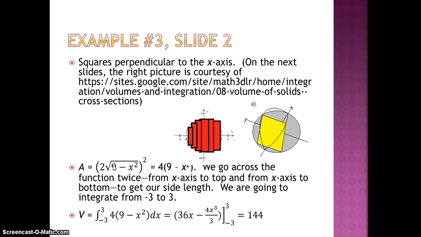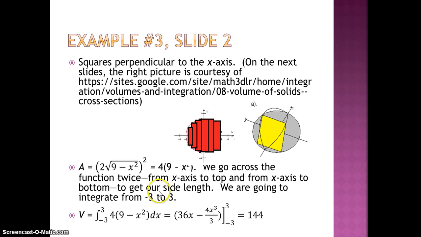We're dealing with squares, so that's why we square our example area. When we square that, we get 4 times 9 minus x squared. We go across the function twice, from the x-axis to the top and from the x-axis to the bottom, to get our side length. So that's why we have 2 square root of 9 minus x squared, one going to the top half and one going to the bottom half of our circle.